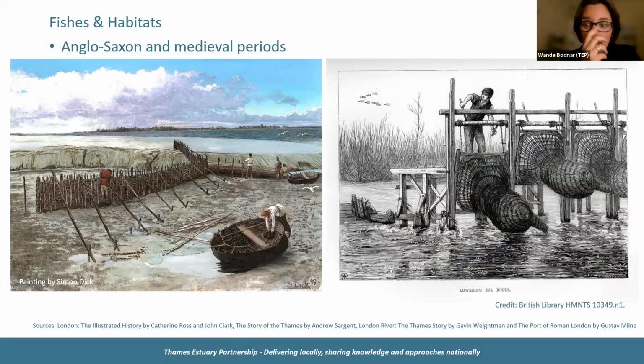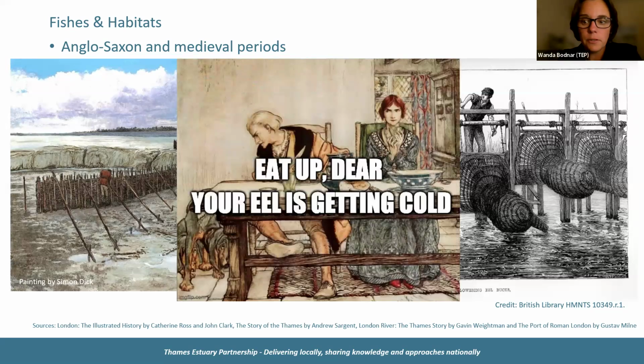And at the time, eels actually took up around 50% of the fish biomass, and they were considered to be a good source of protein and fat. And since they thought that they reproduced asexually, eels were also a great meat substitute during Lent.